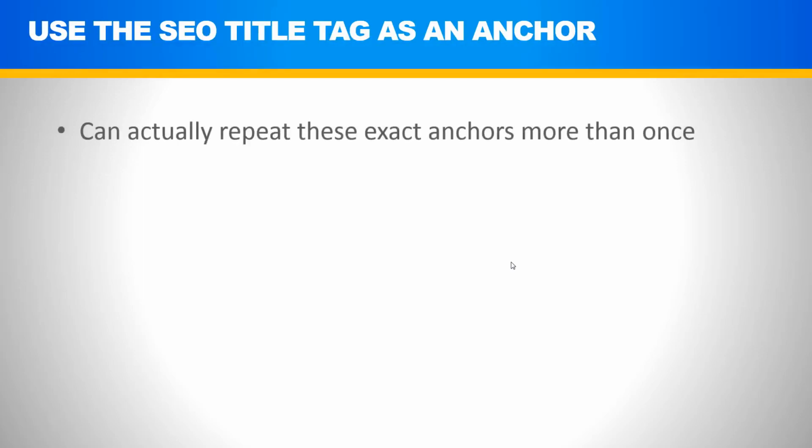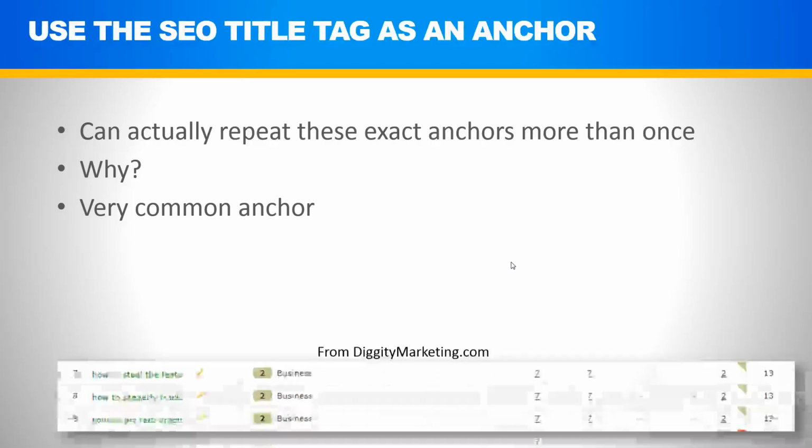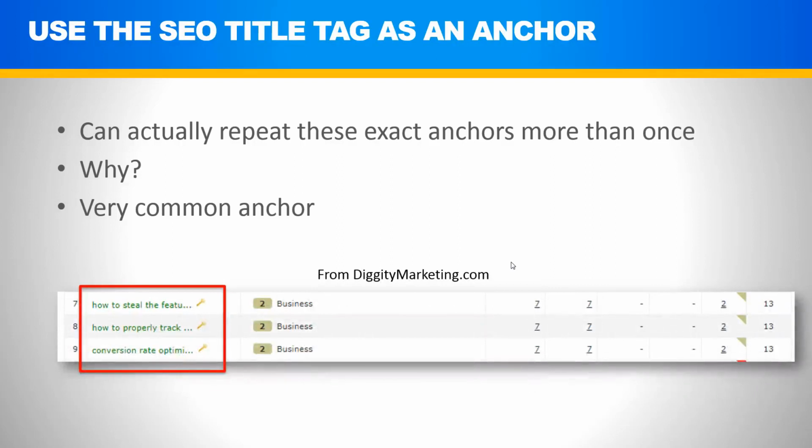There's one other type of anchor text that I'll repeat, which is the SEO title tag. And you can actually repeat these many times. Why is that? It's because it's a very common anchor. Actually, when you link out from a forum, sometimes that forum will rewrite the anchor text that you wanted and insert the SEO title tag. And if I were to pull out, from diggitymarketing.com, the anchor text that people are using to link to my articles, here they are right here. They're just using my exact SEO title tag over and over again. And these are natural links.